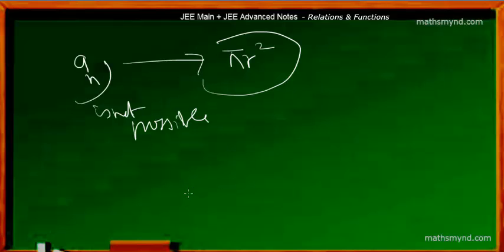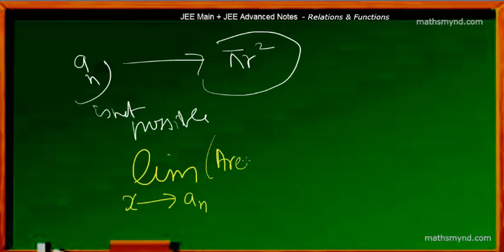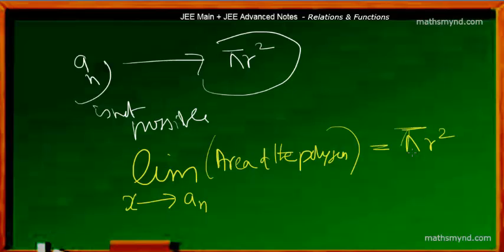So how do you represent it? How can you put it in a mathematical format? That's the point we are looking at. So the limit as x tends to, or approaches, an, the area of the polygon is equal to pi r squared, and pi r squared of course is the area of the circle.